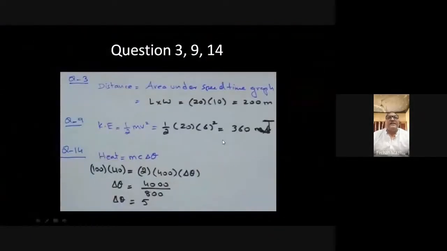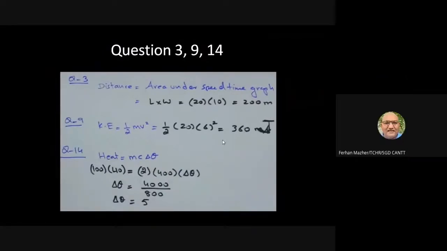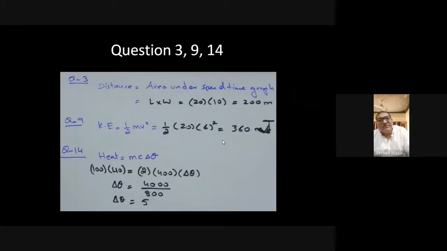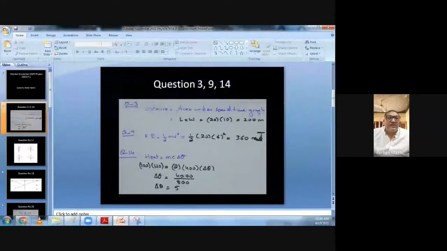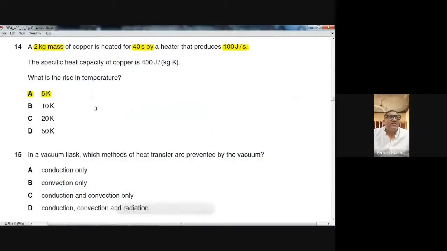So I know the heat will be the power multiplied by the time, that's 100 multiplied by 40, and that will give you 4,000 joules. And this heat is used to raise the temperature, so it is equal to mc delta theta. M is 2 kg, the C is 400, and delta theta I want to find out. So I will make delta theta alone, and it will be 4,000 divided by 800, and the answer will be 5 Kelvin. So the rise in the temperature will be 5 Kelvin. So let's check what are the options. So here we have 5K.